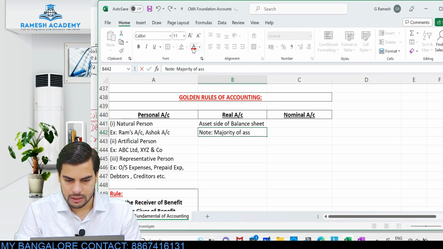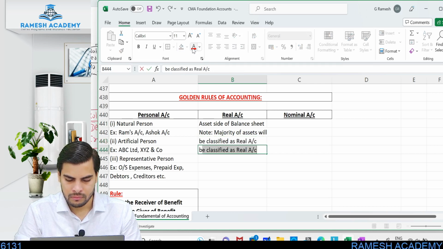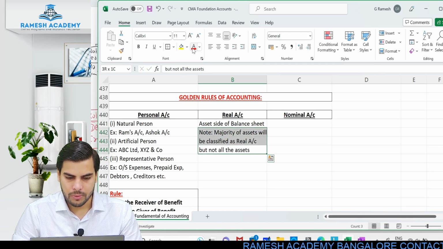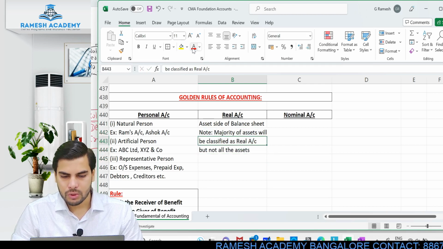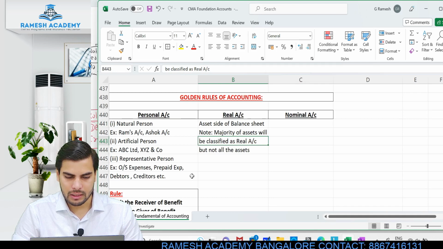Majority of assets will be classified as real account, but not all the assets. Okay, you will have to remember this particular point. Majority of the assets will be classified as real account, but not all the assets. There might be few assets like this.